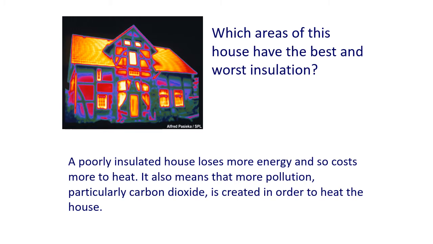Well done. A poorly insulated house loses more energy and so costs more to heat. It also means that more pollution, particularly carbon dioxide, is created in order to heat the house. So in an infrared camera, the brighter the color, the hotter it is. So where it is hotter, it is releasing more energy, and it means this is poorly insulated.